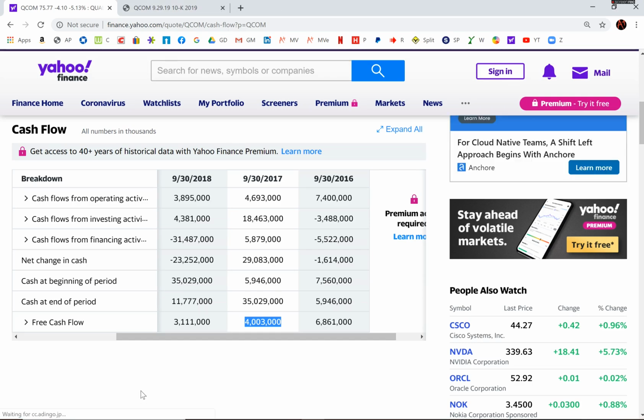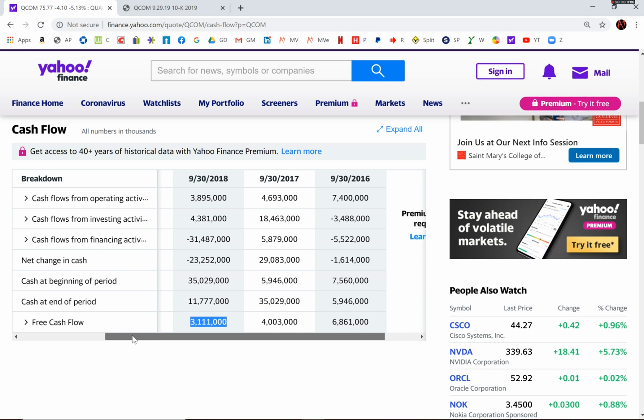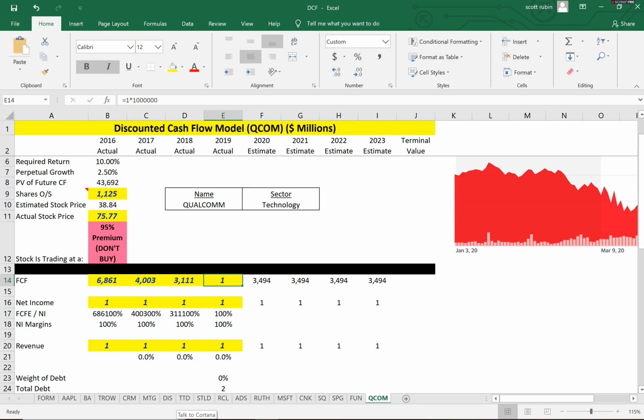And the reason you use free cash flow instead of net income or cash on the balance sheet is because free cash flow excludes non-cash items like depreciation, amortization, any funky accounting things. It's the actual cash that went in and out of the business. So it's cash flow from operations minus capital expenditures. CapEx is like equipment and buildings and things like that.